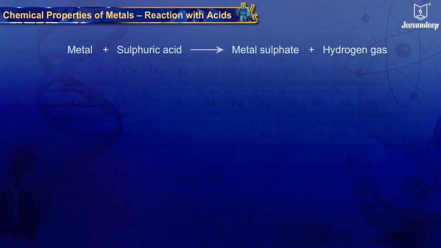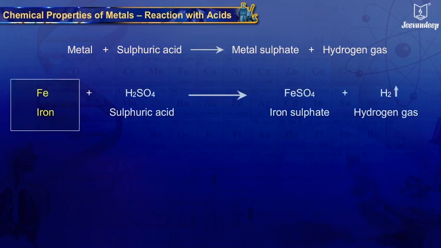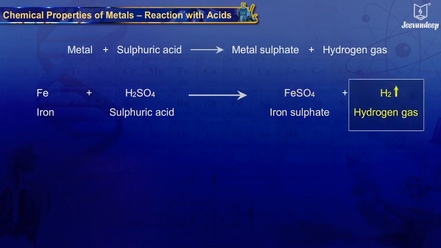Reaction of metals with sulfuric acid. Metals react with sulfuric acid to form corresponding sulfates and hydrogen gas. Iron reacts with sulfuric acid, forming iron sulfate and hydrogen gas.